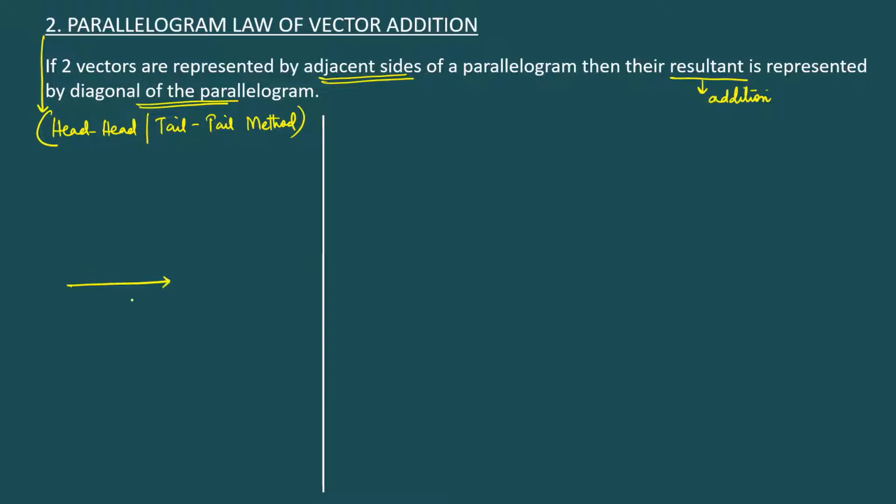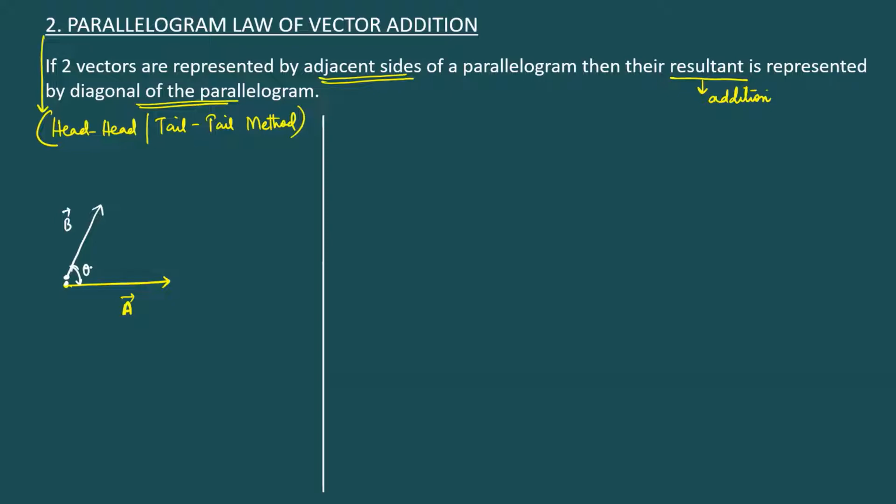You have to represent those two vectors by adjacent sides of a parallelogram such that either the heads or tails are coinciding. Let me make the tails of the two vectors coincide. This is my A vector, and this is the tail of this vector. And I have one more vector, say B vector. I'm making the tails of the two vectors coincide, and theta is the angle between the two vectors.